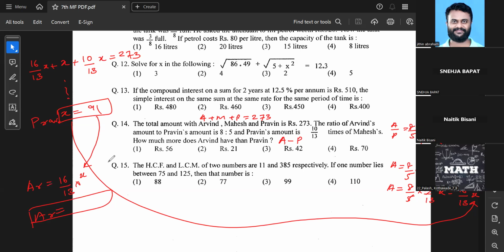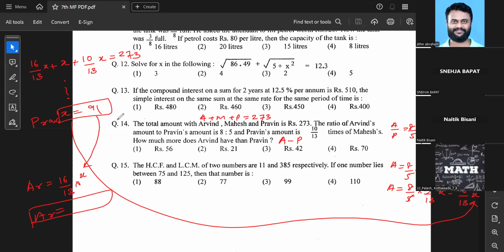Question 13, we discussed now. Wait, we did not discuss yet. No, sir. If the compound interest on a sum for 2 years at 12.5 per annum is so and so, the simple interest on the same period will be how much? Compound interest is this much, simple interest is how much? This was solved.